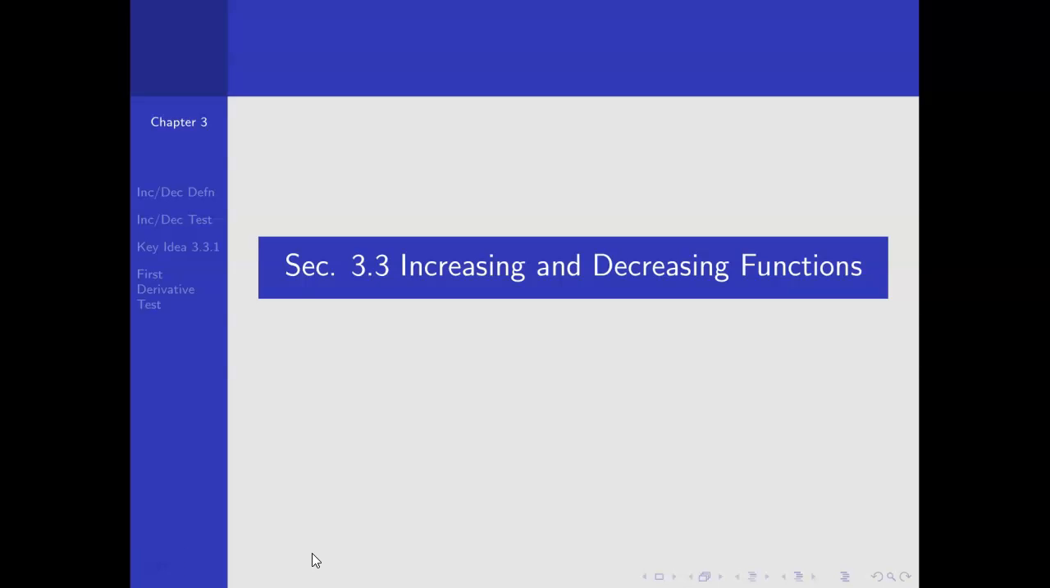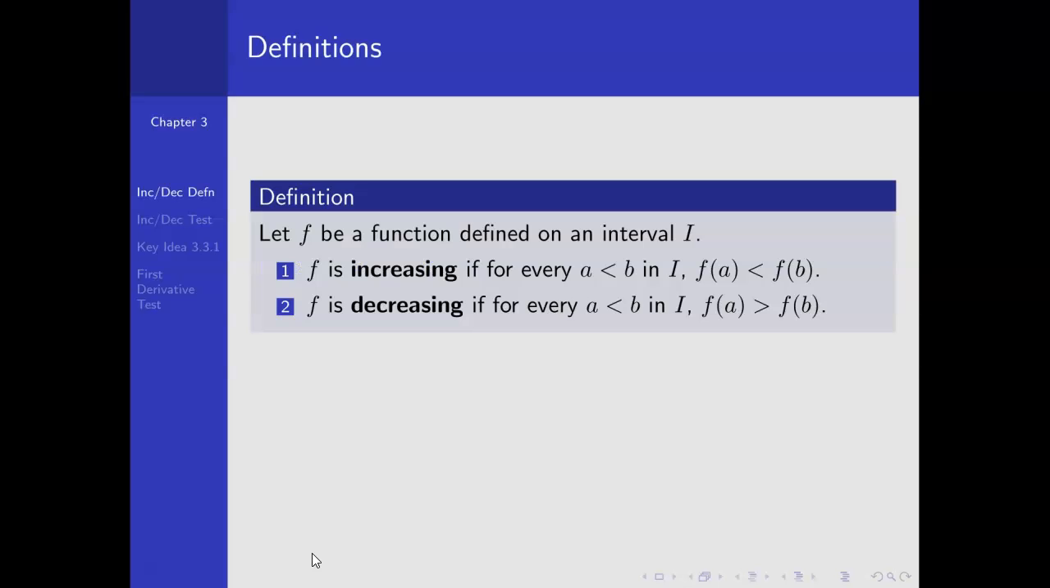All right, today we're talking about increasing and decreasing functions. Starting with definitions, if f is a function defined on an interval I, f is increasing if for every a less than b in the interval, f of a, the function value, is less than f of b, the function value for b. It's the opposite for decreasing. f is decreasing if for every a less than b, then f of a is greater than f of b.